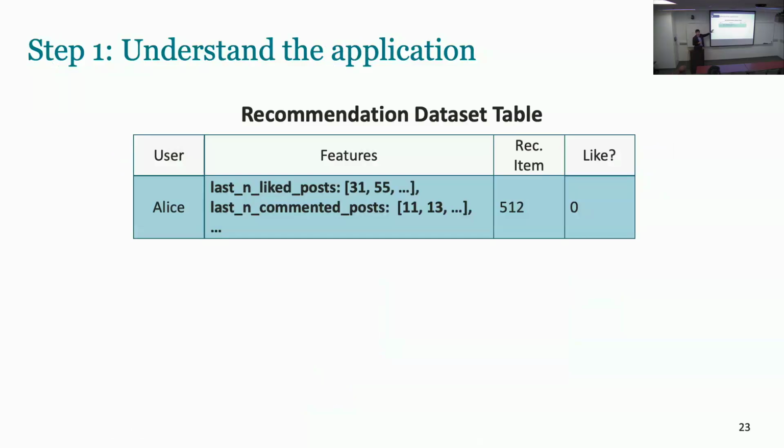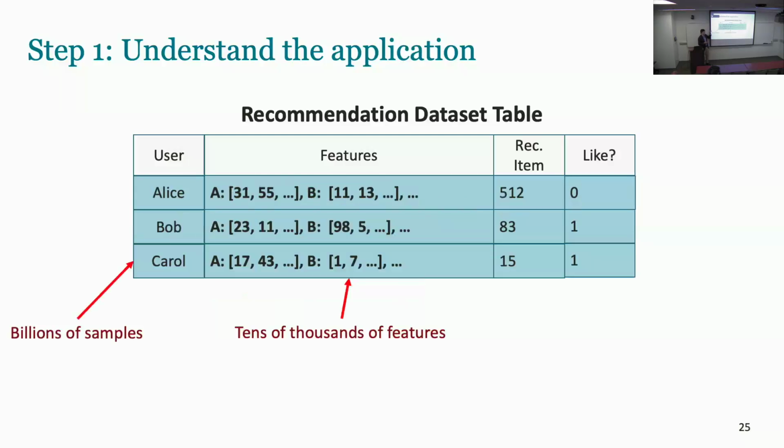And so these recommendation data sets, to dive a bit deeper, kind of look like this. They're tabular data sets where we have this features column, which stores features which describe each user's interests. So for example, there's tens of thousands of these features stored in these lists of integers, which, for example, describe Alice's last online posts. On top of this, because there's billions of users, we have billions of samples.